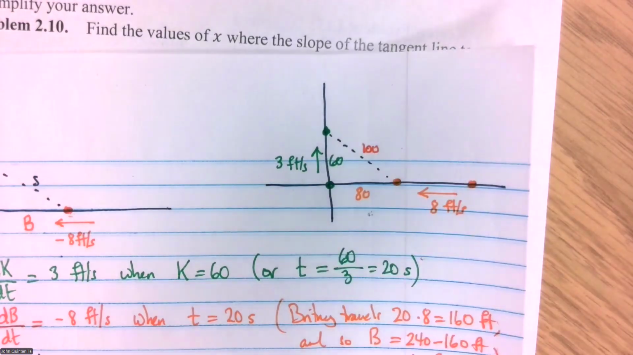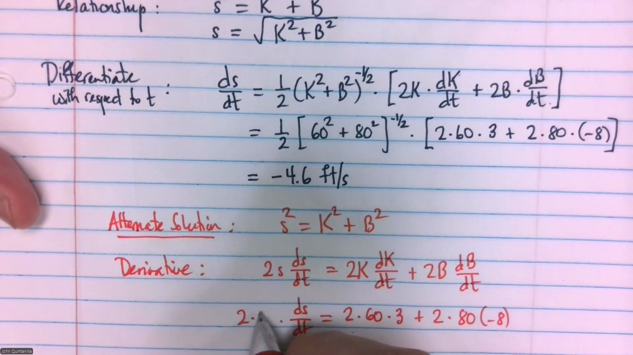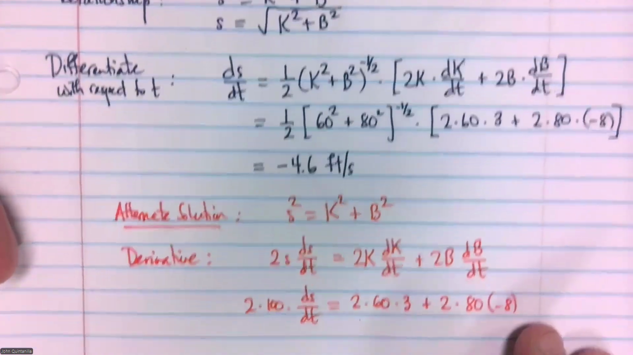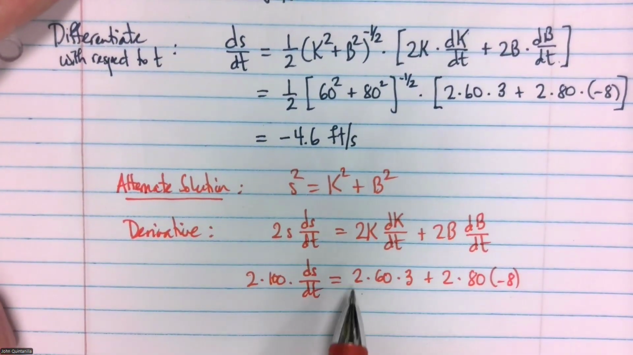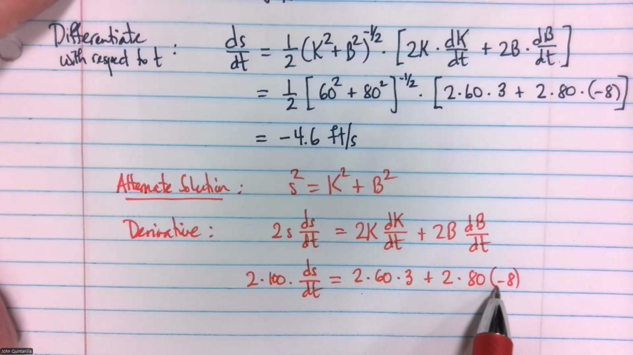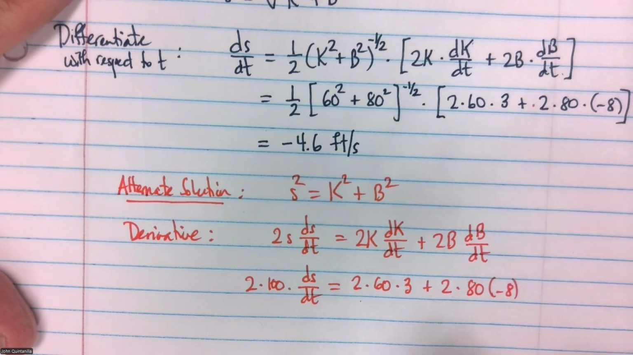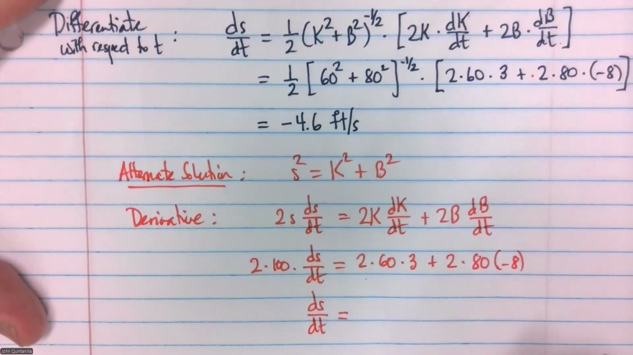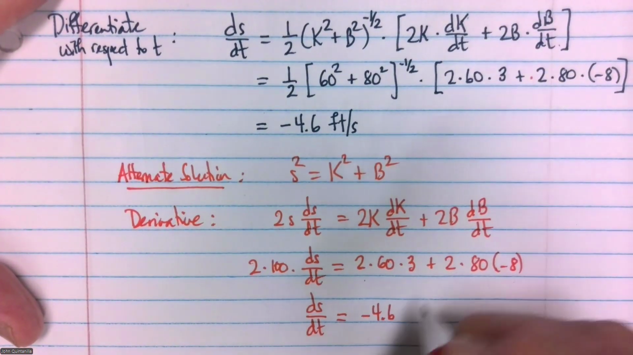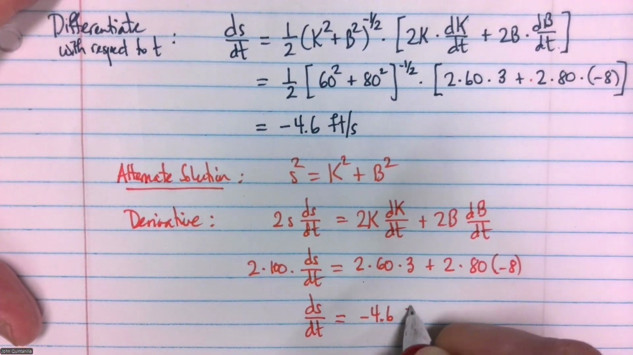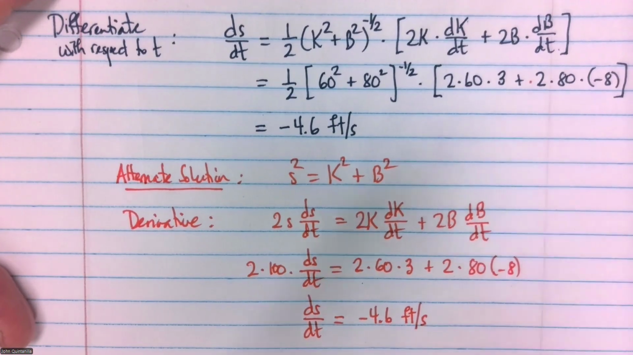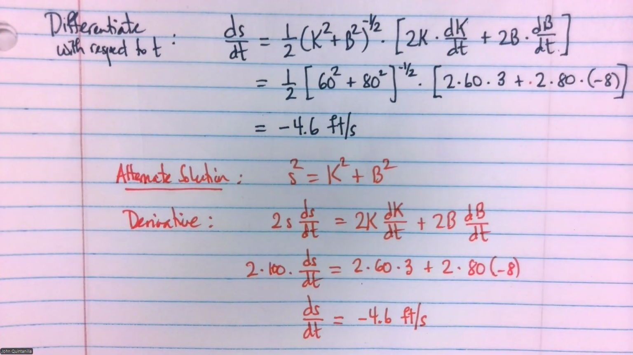That's equal to 100. And so I would get this: 2 times 100 times ds/dt is equal to 2 times 60 times 3 plus 2 times 80 times negative 8. That should look an awful lot like what I had on this line in black. And so if I just do the algebra, ds/dt is equal to negative 4.6. And this is a rate again, so I need distance over time as my units, feet per second. And that is going to be the rate at which the distance is changing. So it is decreasing at 4.6 feet per second.